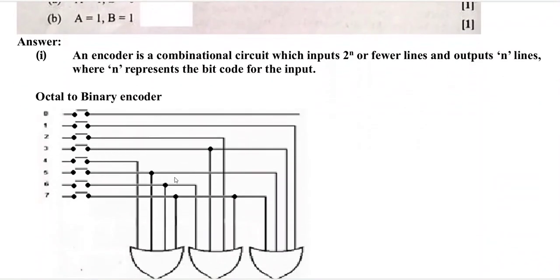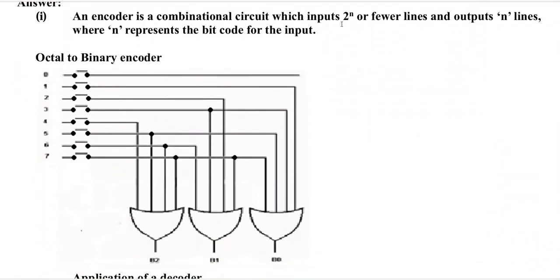First one, encoder, we all know. An encoder is a combinational circuit which takes 2 to the power n or fewer input lines and outputs n lines, where n represents the bit code for the input. In other words, we can also say an encoder is a combinational circuit which encodes input of one form to another form. Generally, it is decimal, octal or hexadecimal to binary form. Here it's asked octal to binary encoder. So the circuit is given below. 0 to 7 is being passed, and then we'll have 3 outputs with OR gates, B0, B1, B2.